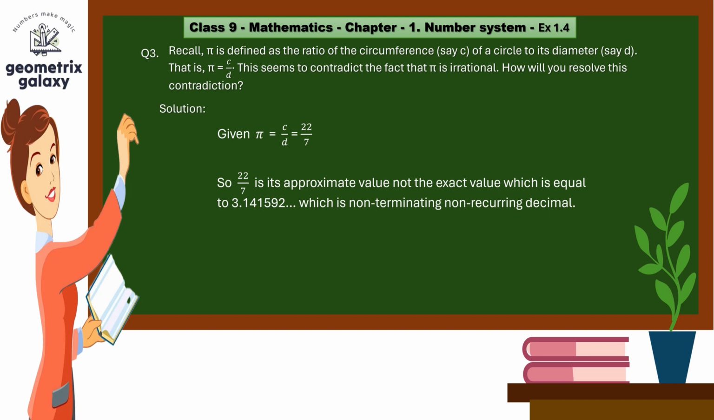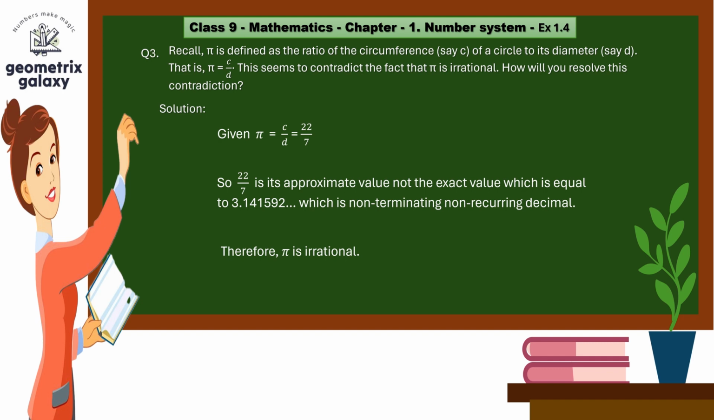22 by 7 is the approximate value of pi. It is not the exact value. The exact value is equal to 3.141592 etc., which is a non-terminating, non-recurring decimal. Therefore, pi is an irrational number.